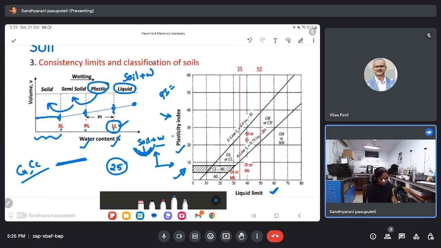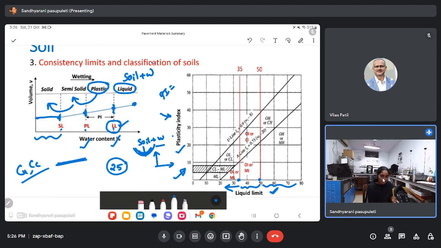So whether they are low, high or intermediate, the boundary is based upon the liquid limit. If the liquid limit value is less than 35, that is called low compressible. If it is between 35 and 50, that is called intermediate compressible. And if the liquid limit is more than 50, that is called highly compressible.